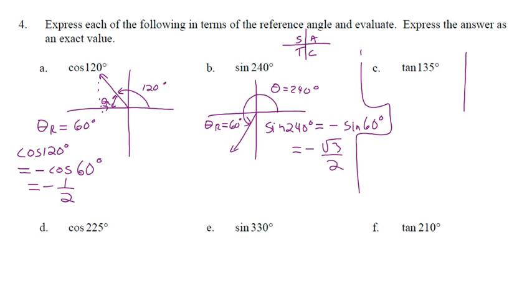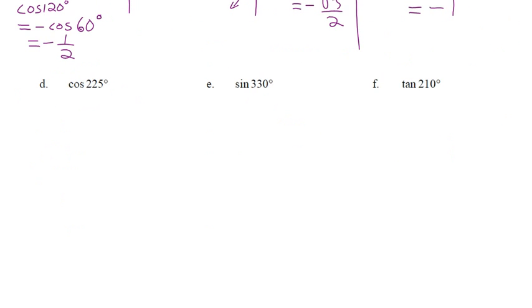Okay, tan of 135 degrees. Here is 135 degrees. What's my reference angle? 45 degrees. So the tan of 135 degrees is equal to what? Negative tan of 45. Why is it negative? Because only sine is positive. So if I was doing the sine of 135, I would say that's equal to the sine of 45. Okay, so that's equal to negative 1. Good. Keep going.